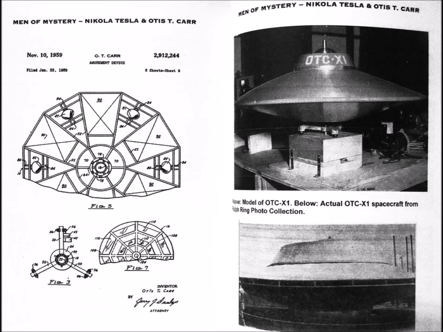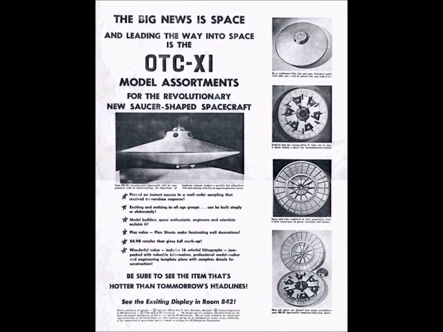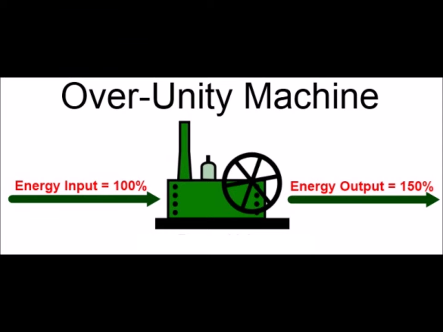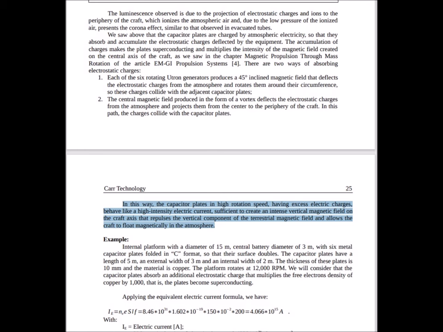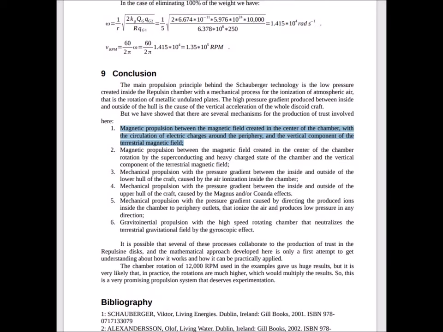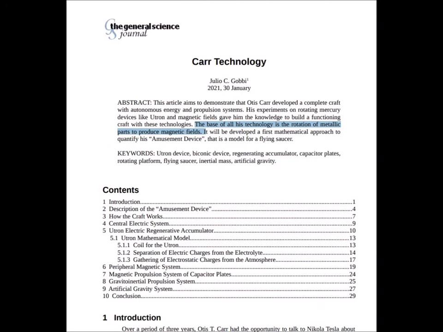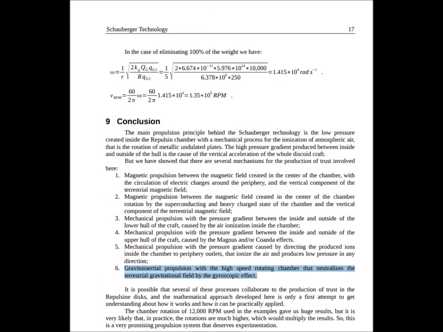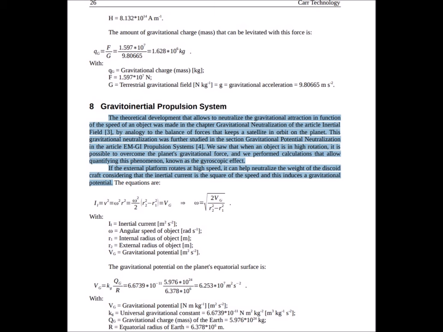And so ultimately, Otis T. Carr's craft describes a multiphasic system not too dissimilar from Viktor Schauberger's propulsion concept. Both crafts are said to have operated in a state of overunity. Both concepts utilize electromagnetism and likely interacted with the geomagnetic field, and both utilize rotation. Schauberger's system uses rotation for vortex lift, and also by default some degree of inertial propulsion, as any large mass rotating at high speed would generate an inertial field.